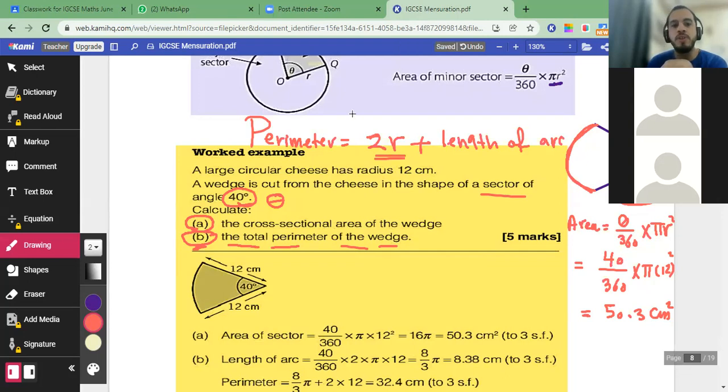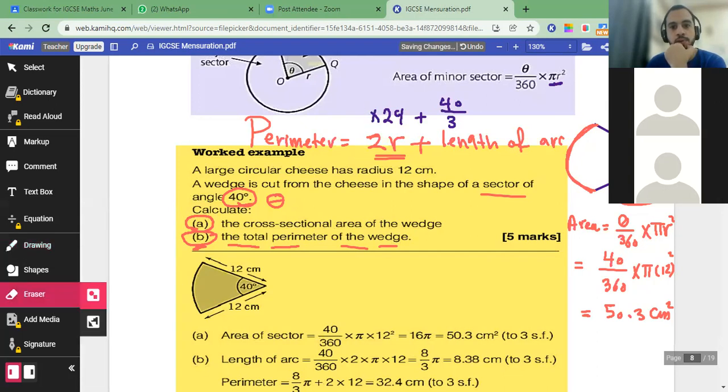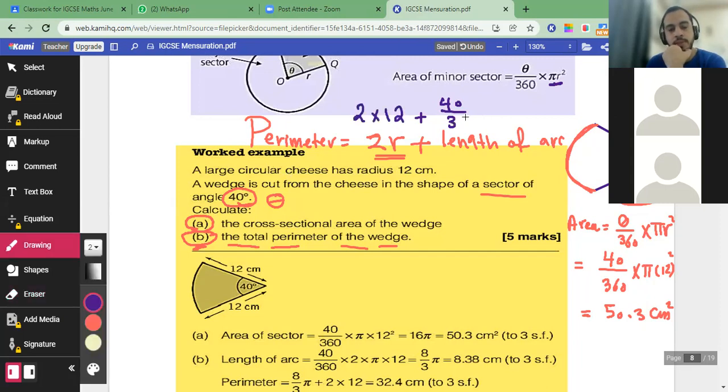2r means 2 multiply 12 plus length of the arc اللي هو theta اللي هي 40 over 360 times 2 pi r، يعني times 2 times pi times 12. كل دول كده between bracket ودول between bracket على الكالكوليتر يطلع لي على طول البارامتر.